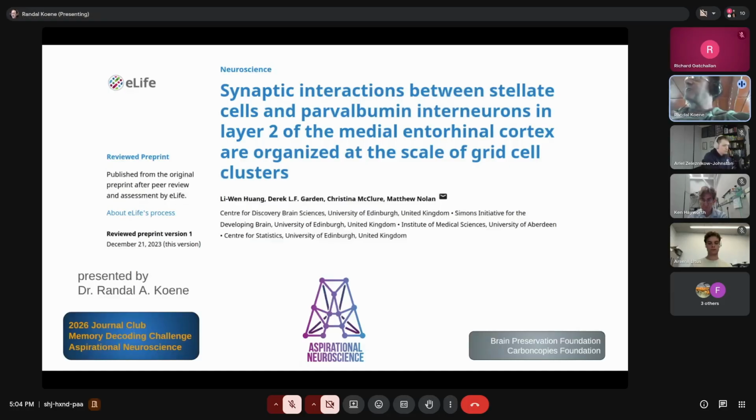This is "Synaptic interactions between stellate cells and parvalbumin interneurons in layer 2 of the medial entorhinal cortex are organized at the scale of grid cell clusters."